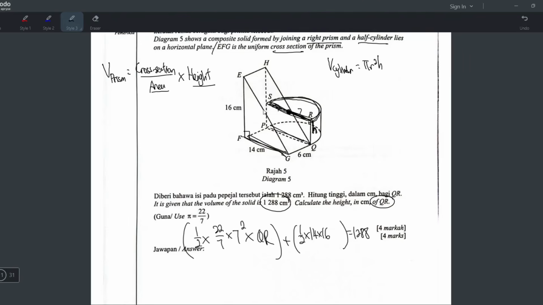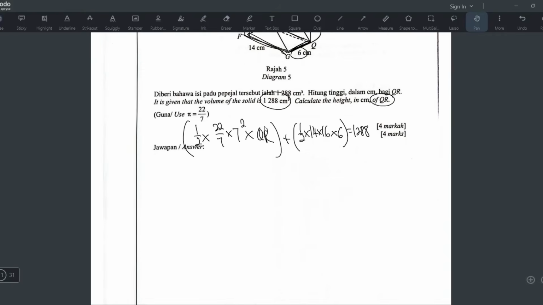But this is not the answer. This is only the area of cross section. And then you have to times with the height, which is 6 cm. Or you can say the distance between the two cross sections. Yeah, the distance between the two rectangles is 6.